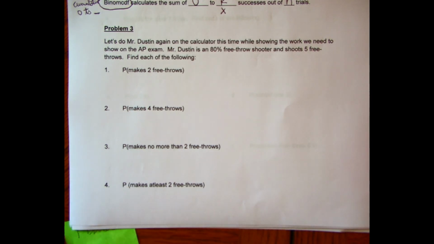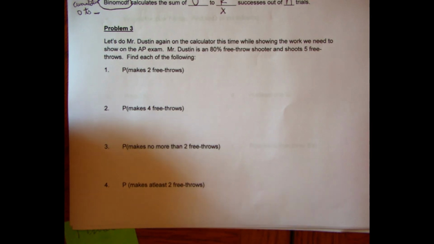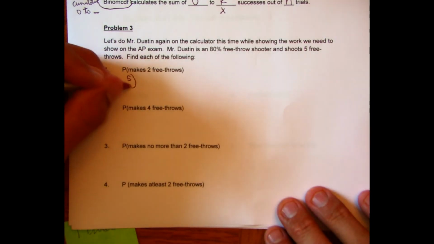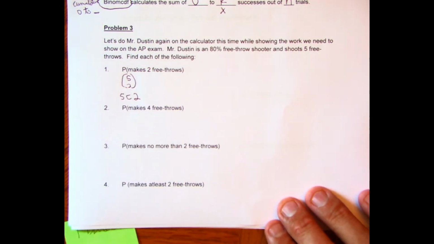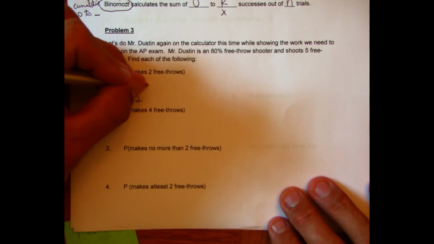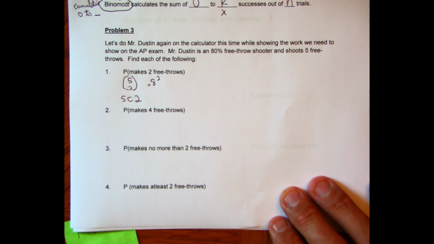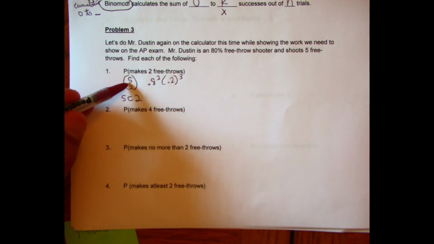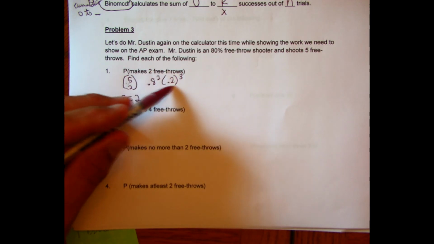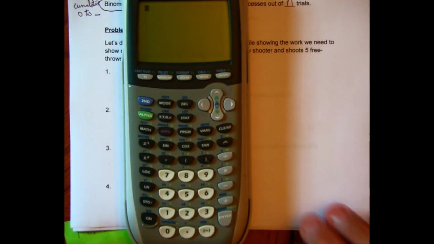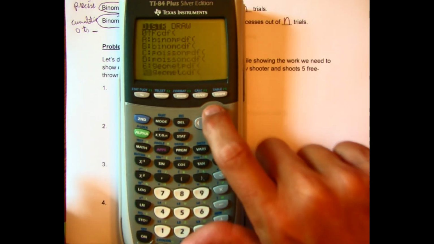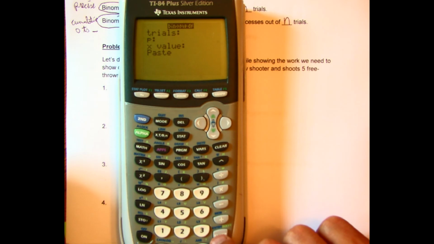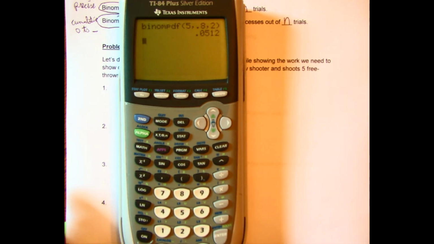So here's what we're going to put down on our paper. This is a binomial situation, so it can happen in more than one way. So I have to put down 5 choose 2, and he has 2 successes, so that's 0.8 squared. And if he's shooting 5 free throws, that must mean he had 3 failures, and that's 0.2 cubed. So we have this number of combinations, and this is the probability of each different combination. Each combination is going to have 2 successes and 3 failures. At this point, we just go to our trusty calculator: second distribution, binomPDF, because it's precisely 2 out of 5. 5 trials, 0.8, 2 successes, bada bing, 0.0512. We're done.